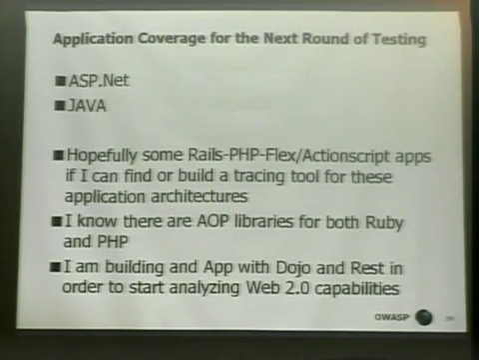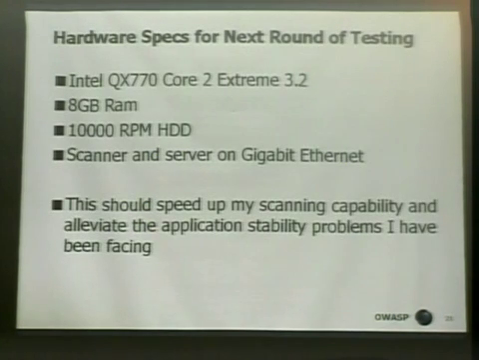So I am working on some more testing. I just started on ASP.NET and Java. I have a whole bunch of Rails, PHP, and Flex ActionScript apps I want to start working on. And I hear that some of the scanners are going to have some capability to handle this stuff in the near future. I don't know if I'll be able to find any tracing logic for Ruby and PHP. I know there's some AOP stuff out there for PHP and Ruby. I don't know how useful it is. I'm probably going to have to customize it for myself. There are also some apps with Dojo and REST, so I'm going to start taking a look to see how those things work. Also, because of some of the performance issues I had, I'm building a much better box. So this will speed it up.